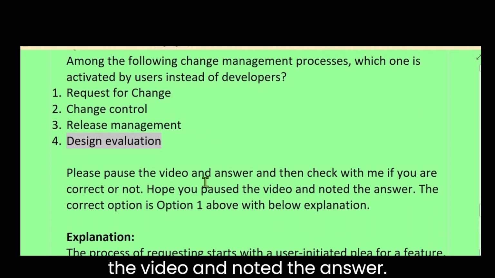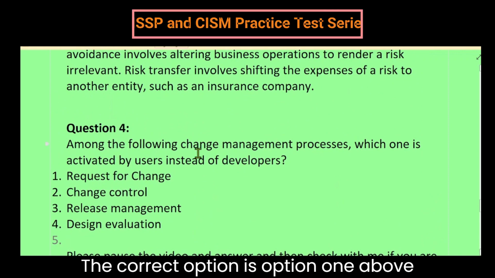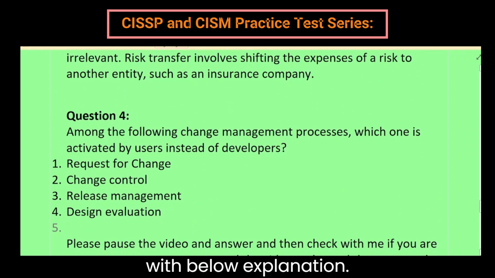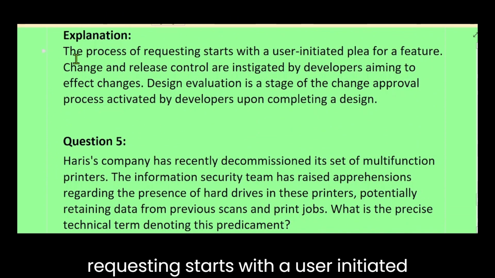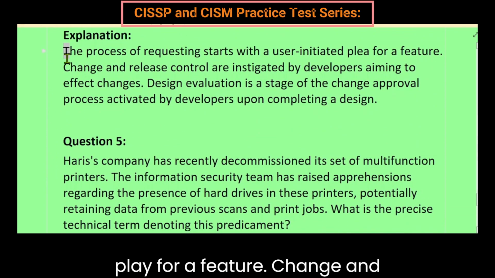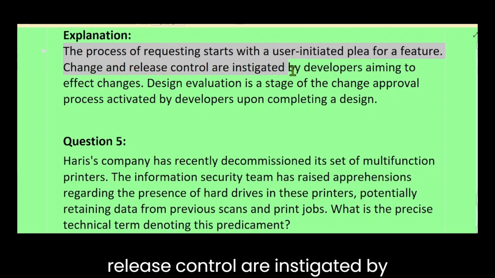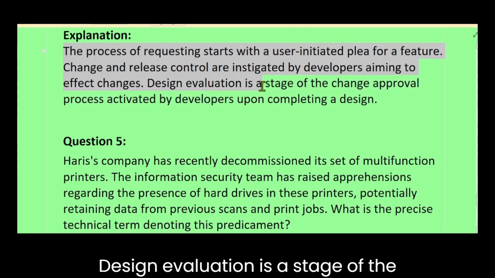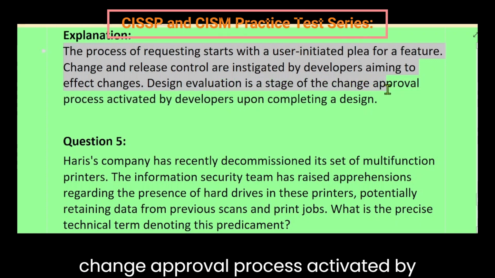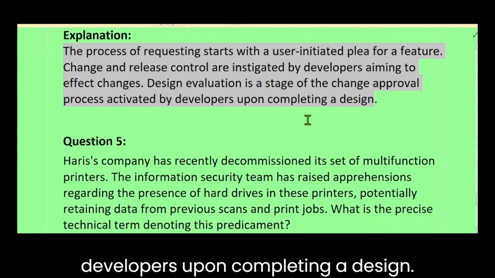Hope you paused the video and noted the answer. The correct option is option 1 above, with the below explanation. Explanation. The process of requesting starts with a user-initiated plea for a feature. Change and release control are instigated by developers aiming to effect changes. Design evaluation is a stage of the change approval process activated by developers upon completing a design.